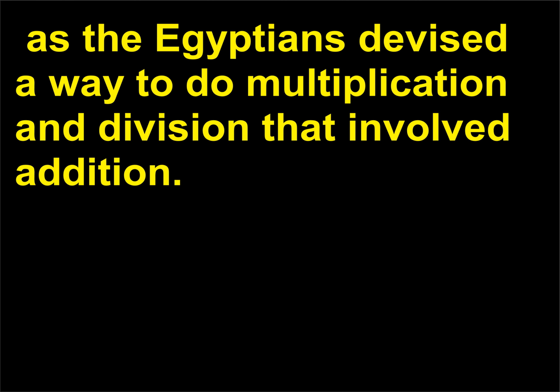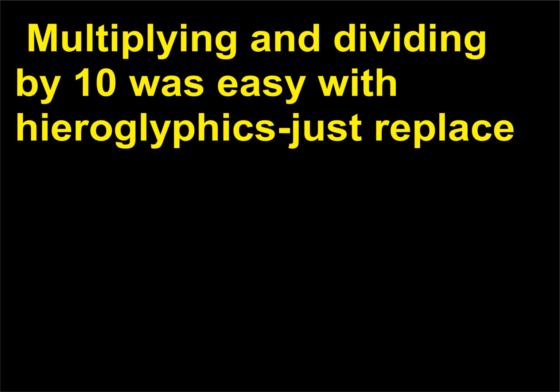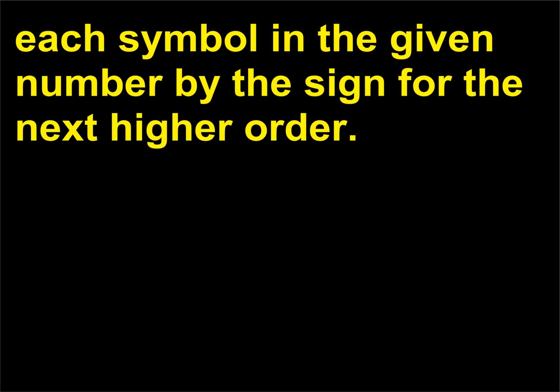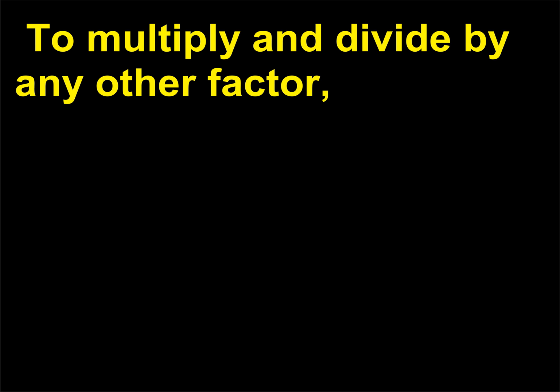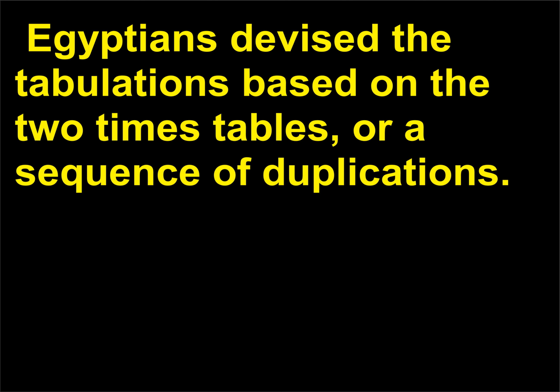All was not lost, however, as the Egyptians devised a way to do multiplication and division that involved addition. Multiplying and dividing by 10 was easy with hieroglyphics: just replace each symbol in the given number by the sign for the next higher order. To multiply and divide by any other factor, Egyptians devised tabulations based on the 2 times tables, or a sequence of duplications.